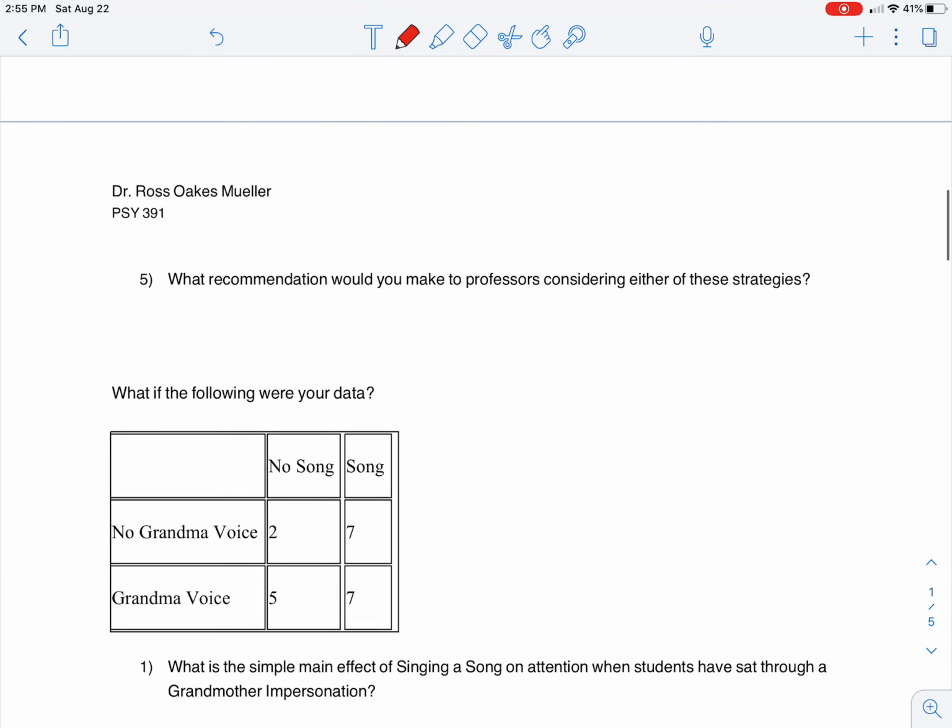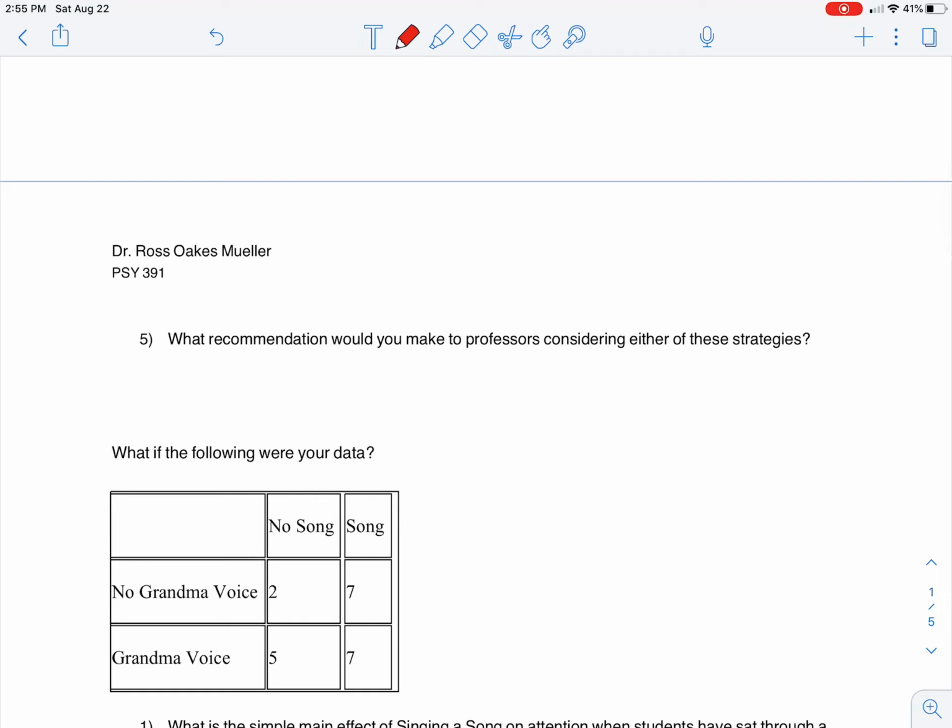And then for the 5th part of that, I want you to try to take that data and make a recommendation to professors considering using either one or both of these strategies. What should they do? Should they have their students sing a song? Should they be impersonating grandmothers to their students if attention is their primary concern? So try to make a recommendation.